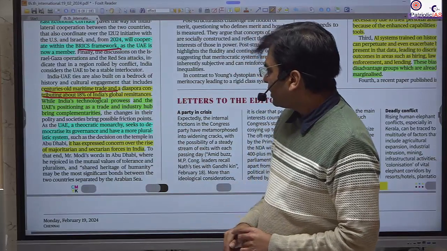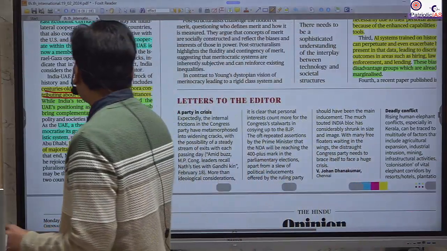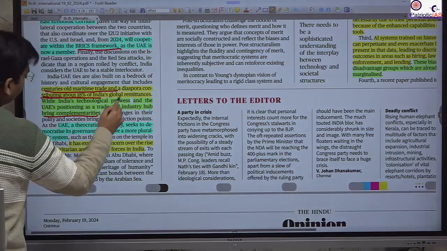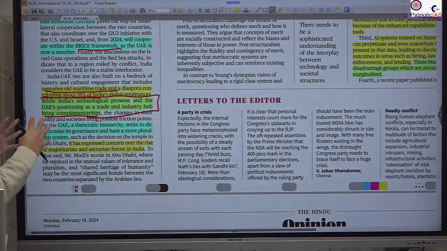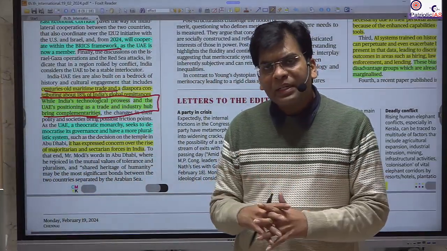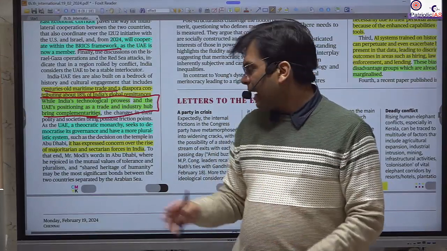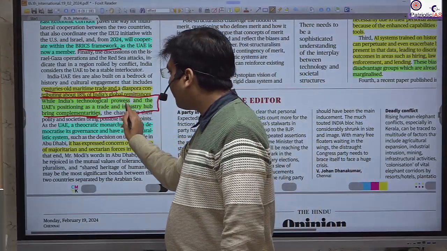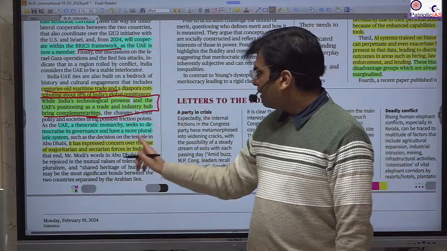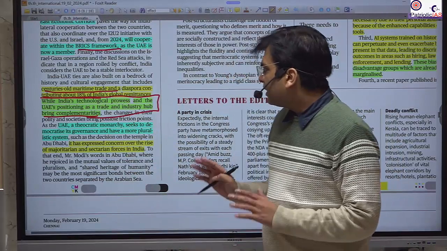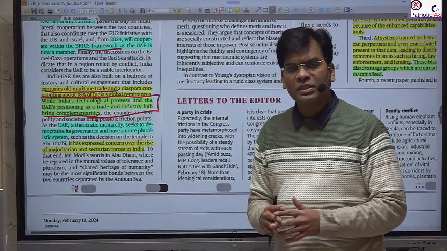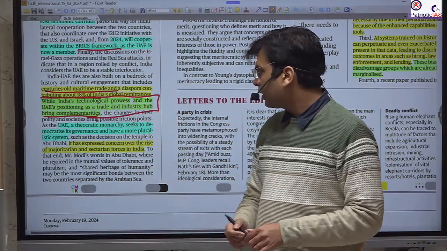Okay. So you should know, India's technology prowess and the UAE's position as a trade and industry hub bring complementarities. If two countries are going to converge in their relationship, there should be some complementing and supplementing points. India's technology prowess in different areas like information technology and space, and the UAE's trade and industry hub will complement each other. We need trade and industry at the global stage, UAE needs the technology, so we are providing all this.